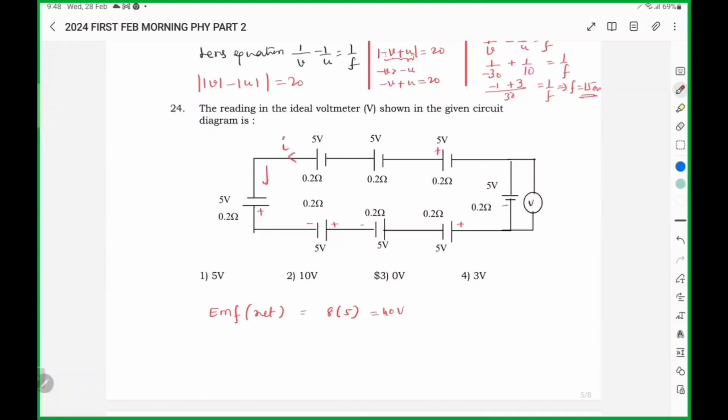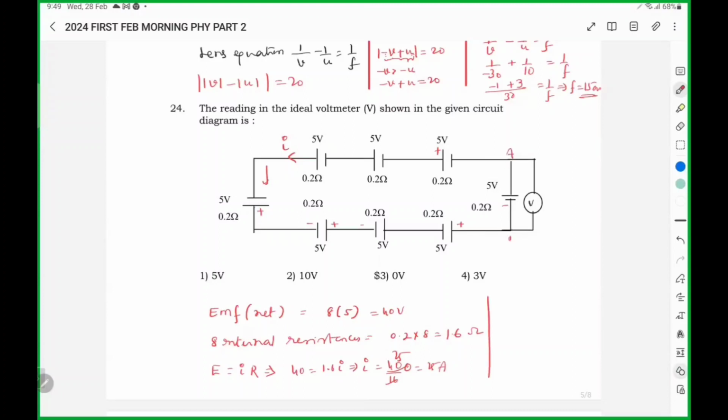Let us say I current is passing through this. So 8 cells, 8 internal resistances. Each resistance value is 0.2, so 1.6 ohms. So what is the current which flows through this? It will be 40 equal to 1.6 I. I here is 25 amperes, so 25 amperes current flows through this.